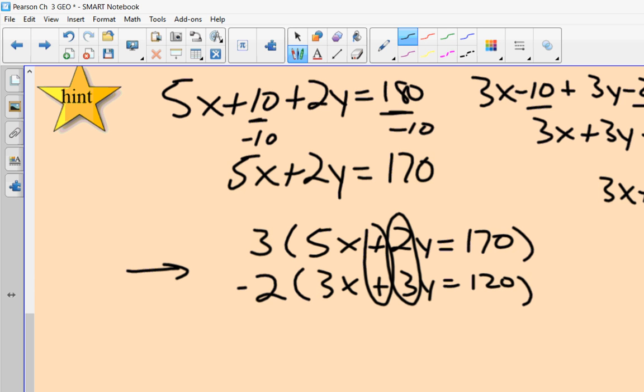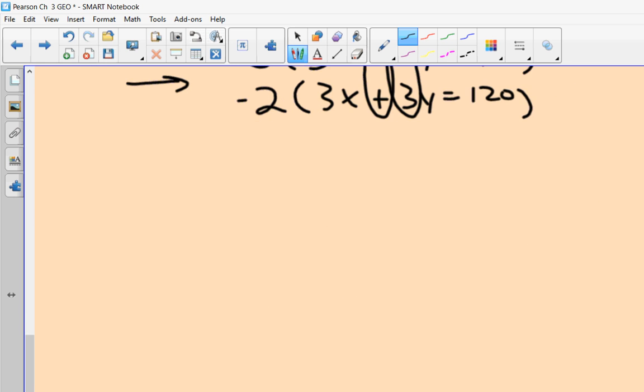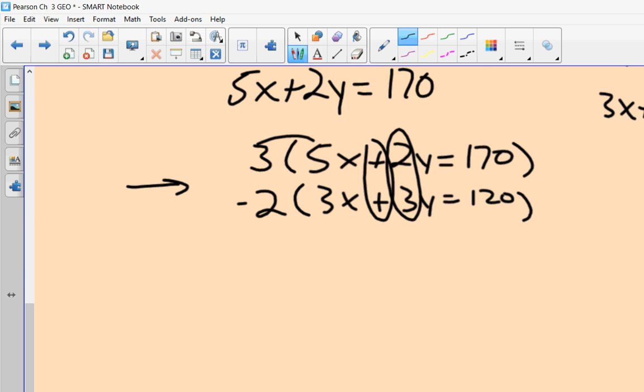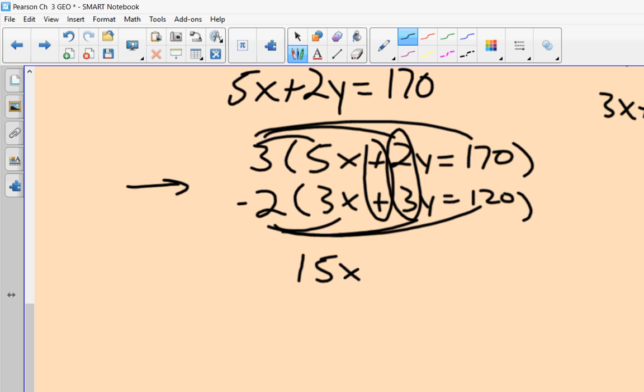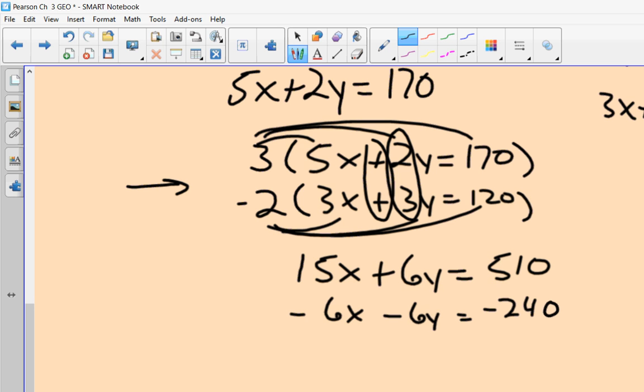So let's change both of these, all right? So I'm really going to distribute these values all the way through, okay? Now you've got to go all the way through all 3 parts. So 3 times 5x is 15x, 3 times 2y is 6y, and 3 times 170 is 510, right? Go to the second equation, I'm going to multiply by -2, so I get negative 6x minus 6y, negative 240. Okay.